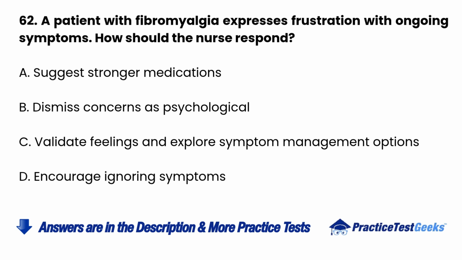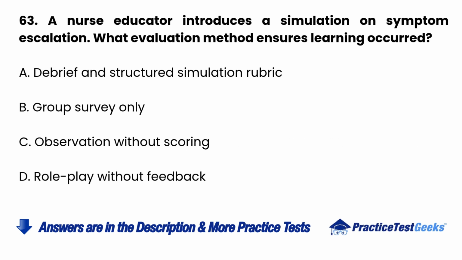62. A patient with fibromyalgia expresses frustration with ongoing symptoms. How should the nurse respond? A. Suggest stronger medications. B. Dismiss concerns as psychological. C. Validate feelings and explore symptom management options. D. Encourage ignoring symptoms.